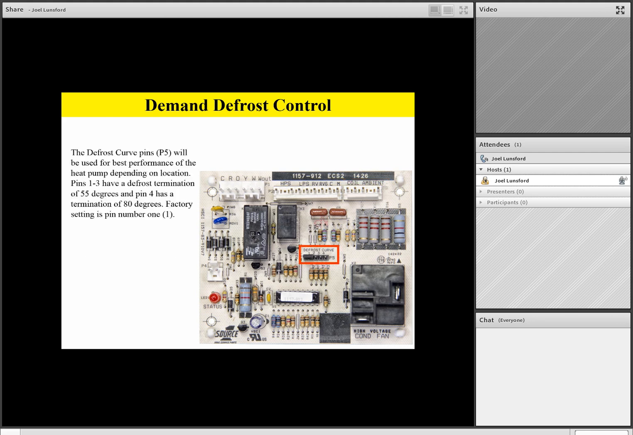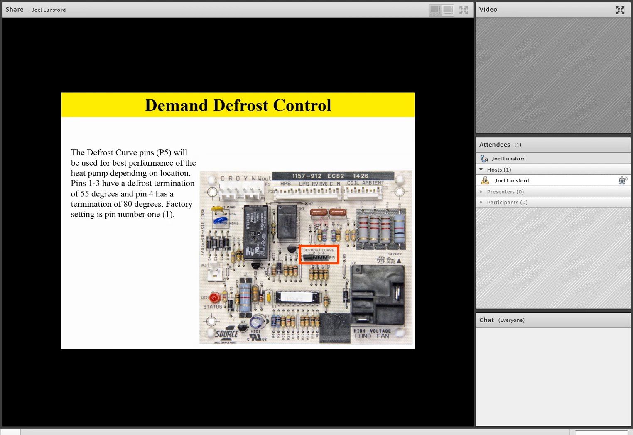As we move to the center of the board, we see we have a defrost curve or defrost control curve. It will come in some position from the factory, typically on number 1 setting. However, it should be noted that number 4 setting has a temperature termination increase up to 80 degrees. So we're going to recommend that you leave it alone from the factory, unless you have a real good reason to move that pin to position number 4. It should be noted that from the factory it will be in a position other than number 4. But number 4 is an 80-degree termination point that can be field selected for special application.